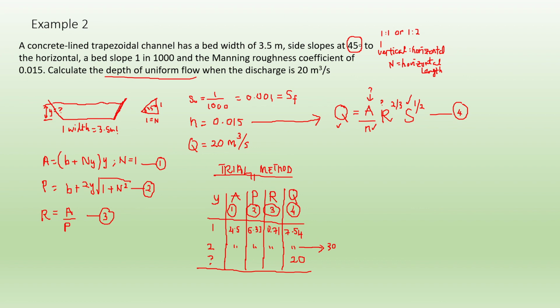So in this case, the final answer, when Q is equal to 20 cubic meter per second, the y that you will get is 1.73 meter. This is quite straightforward. Please try this example, and most of the time we will use this method to find y.